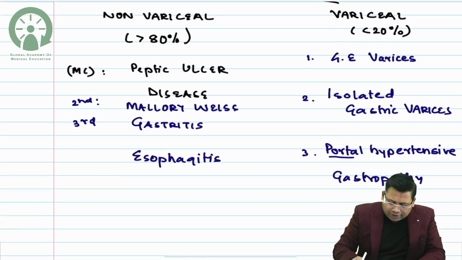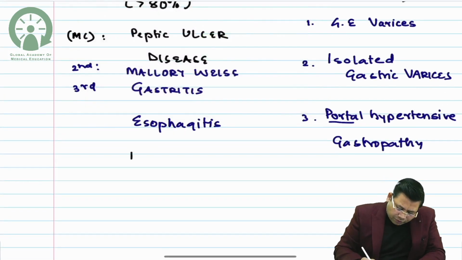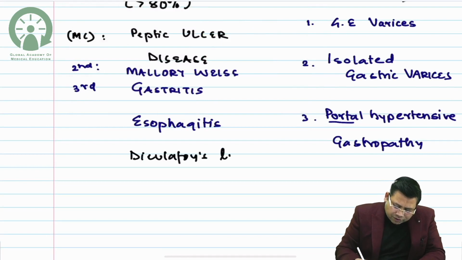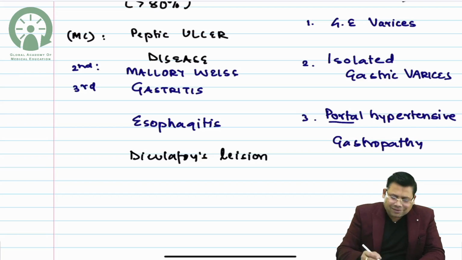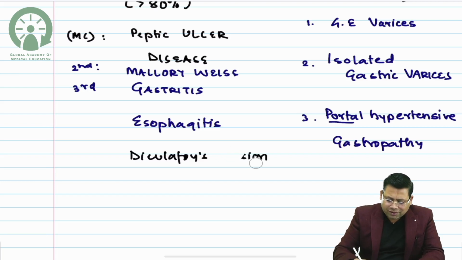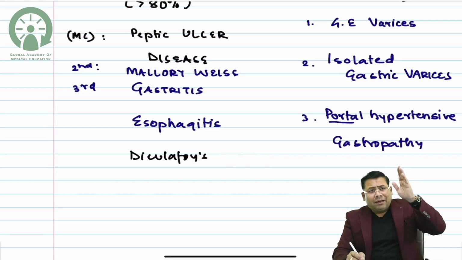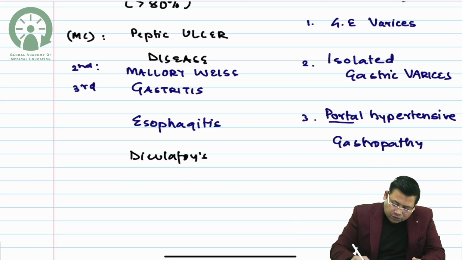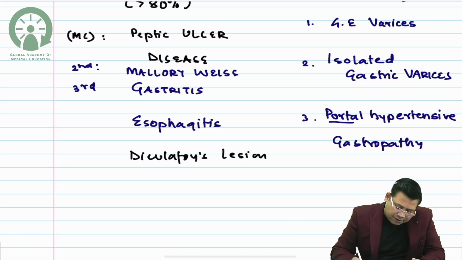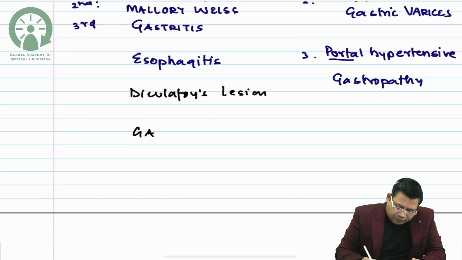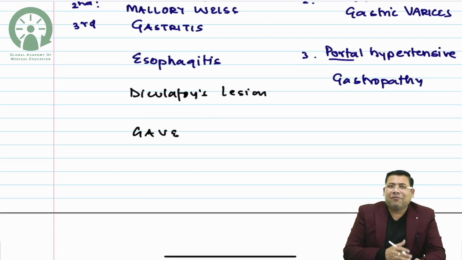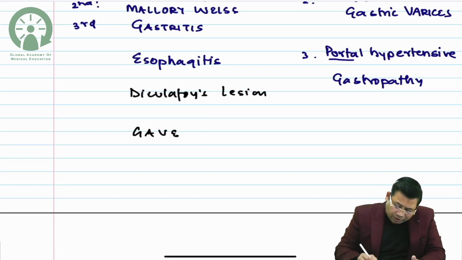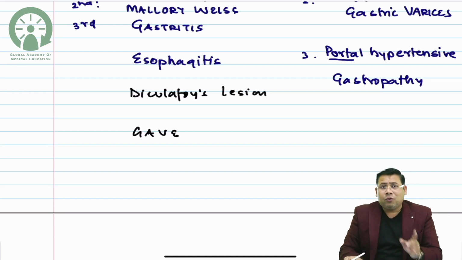a lot in the list, like Dieulafoy's. Let me tell you, Dieulafoy's is a congenital disorder. The classical thing that you get to see in Dieulafoy's is that the antrum is spared and the cardia is involved. What else do we get to see? We have GAVE, gastric antral vascular ectasia. I have already told you, the classical watermelon stomach. Then you have two more things.